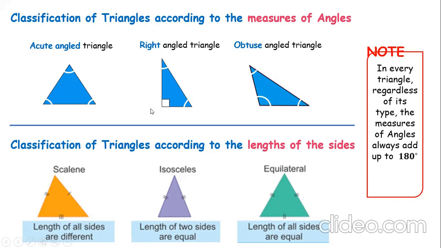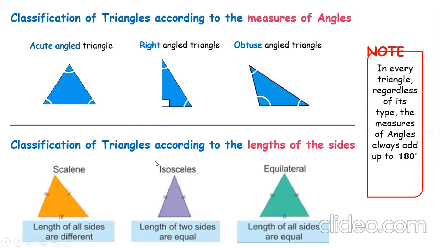Now, after we finished the classification of triangles according to the measures of angles, let's move to the classification of triangles according to the lengths of their sides. So we have also three types here. So we start with the scalene. In this type of triangle, the length of all sides are different.